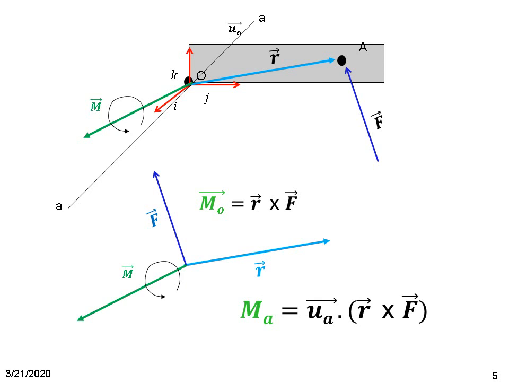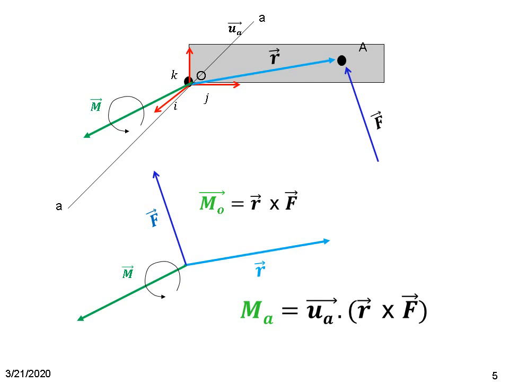Let AA be the axis chosen for this purpose. Now, the moment of force F about an axis AA is mathematically defined as UA dot R cross F. And you already know what is R cross F because that is a moment of force about point O, which is a point in that axis AA. Now, the additional term UA is the unit vector along the axis AA.